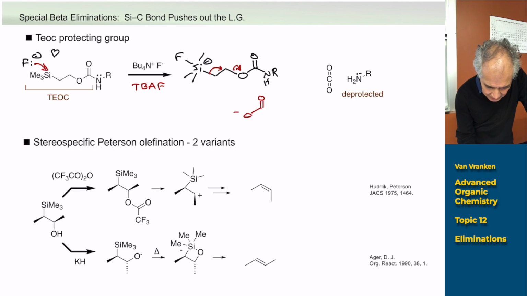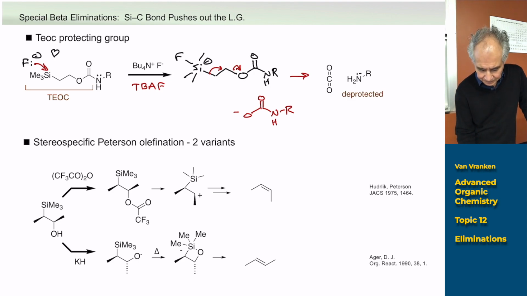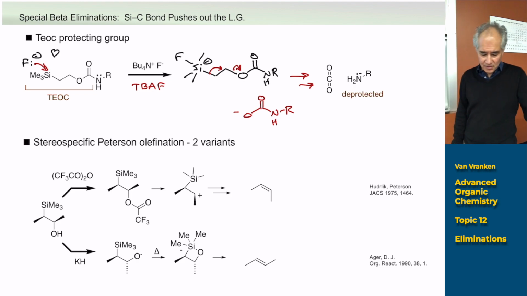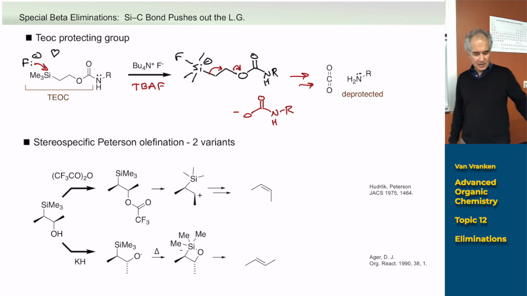I'm not going to draw out all the steps here. And then eventually that will lose carbon dioxide as kind of a driving force here. And then you'll have this unprotected amine you can now take into more reactions and start doing nucleophilic reactions using that amine lone pair. So again, this is an elimination reaction, but instead of an HC bond, we're using a silicon-carbon bond.